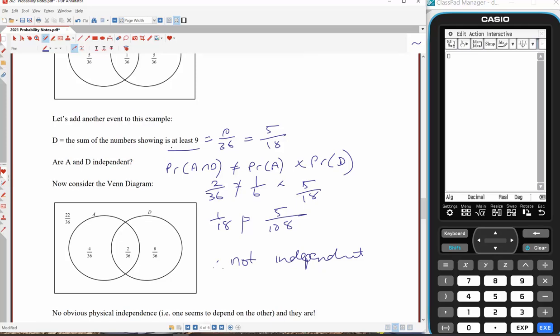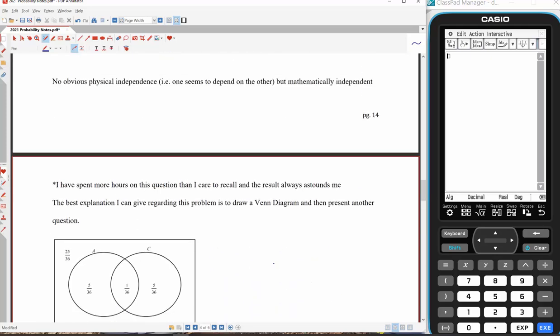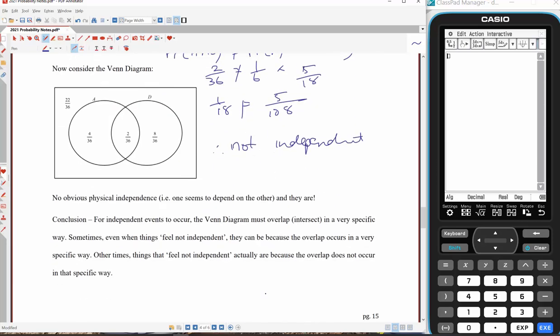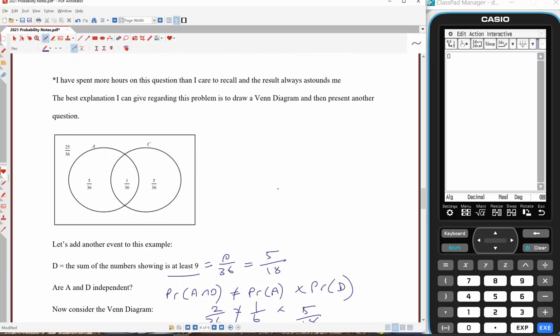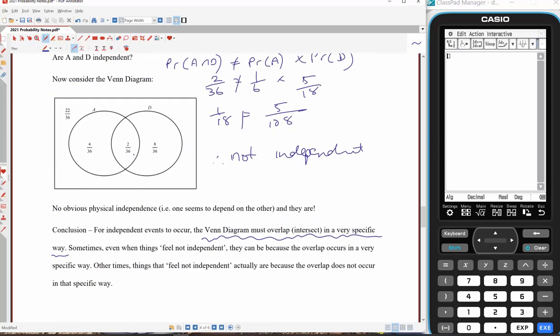Okay? So why does this one come up as not independent and the previous one does? Well, the best answer I can give was an explanation I saw by a lecturer, I think he is, over at Adelaide Uni. And what he said was that for independent events to occur, the Venn diagram must overlap or intersect in a very specific way. Those were his words. So I've just said here, sometimes even when things feel not independent, they can be, because they overlap in a particular way. And that's what happens with the first one. This example here of first roll 4 and the sum of the numbers being at least 10 overlaps in such a way that we get that 1 in 36. The overlap in the second example is 2 in 36, and it just doesn't work that way.